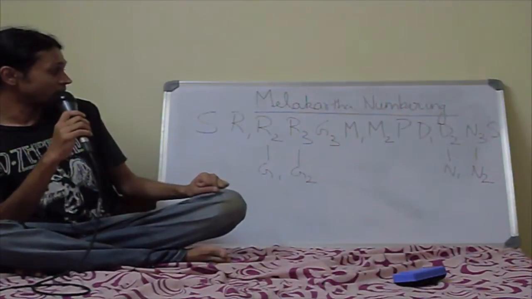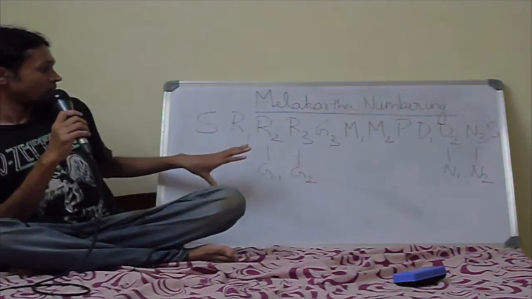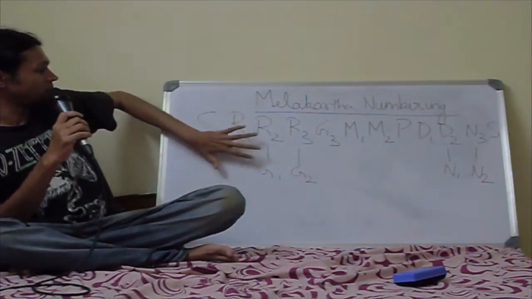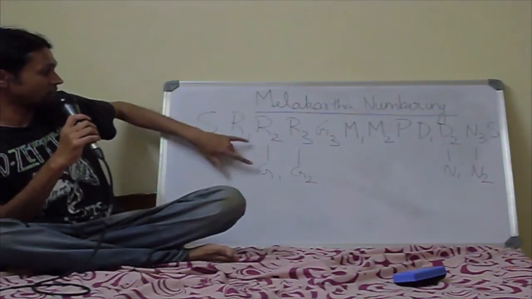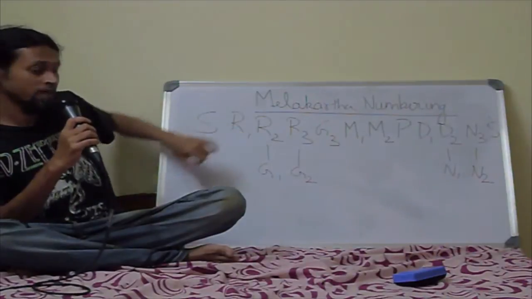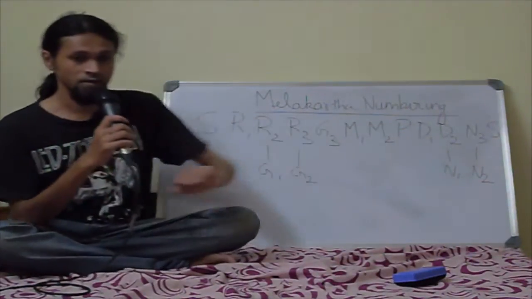Now, I said valid because certain combinations are not really possible. For example, Re2 and Ga1, though they have different syllables, are in fact the same note. Similarly, Da2 and Ni1 and so on.